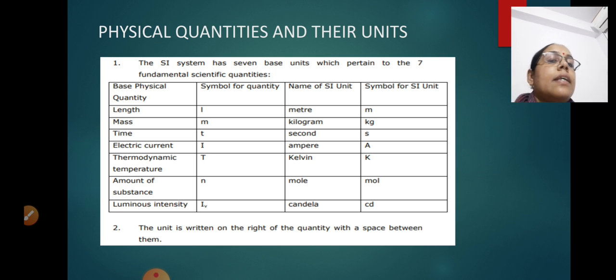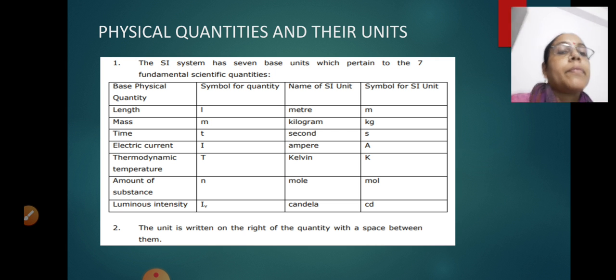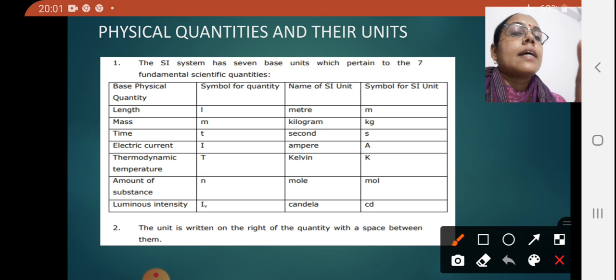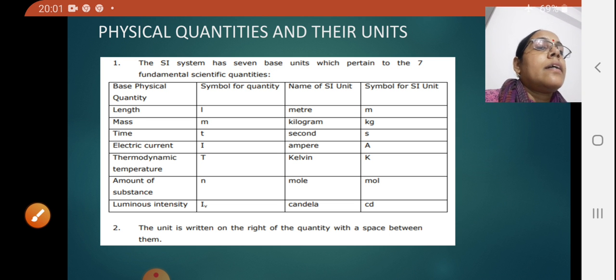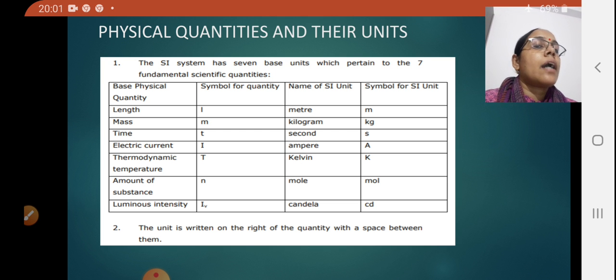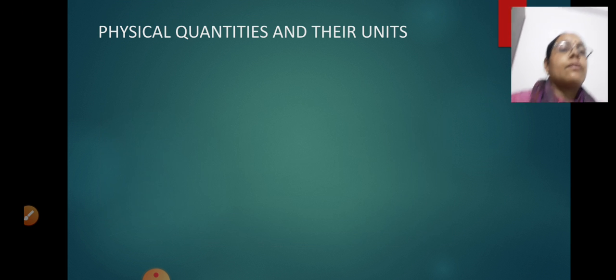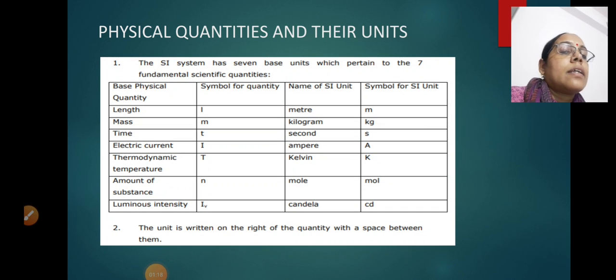You can see here the table which I have formed. The SI system has 7 base units. How many base units are there in the SI system? You can see here it is written, the SI system has 7 base units, and these 7 base units are known as fundamental scientific quantities. These fundamental scientific quantities have the base units. Now what are those fundamental scientific quantities? Those are written here in tabular form.